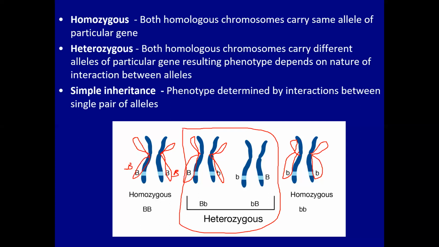Simple inheritance means that the phenotype is determined by interactions between a single pair of alleles. So here's a really good example. A person either has freckles or they don't. That is single gene or simple inheritance, right? You don't have the in between. Hair color is not simple inheritance. It is polygenic inheritance. You don't just have blonde hair or black hair, right? You have all the colors in between. How tall a person is determined by many genes. There are certain things that are determined by single gene or simple inheritance: whether you can curl your tongue, what color your eyes are.